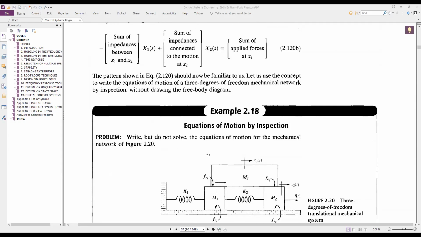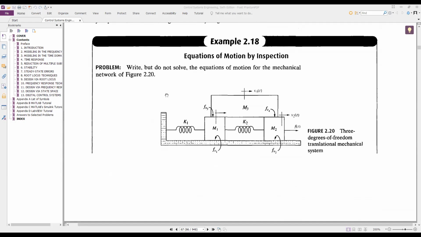Now look at another one, the last one for this topic. But do not solve the equation of motion for this mechanical apparatus. This mechanical system is given. So first of all, you need to write the equations for this one. So first consider the M1. For the M1, K is working here, M is working here, A2 is working here and K2 is working here. And X1 is working here. That is for M1.